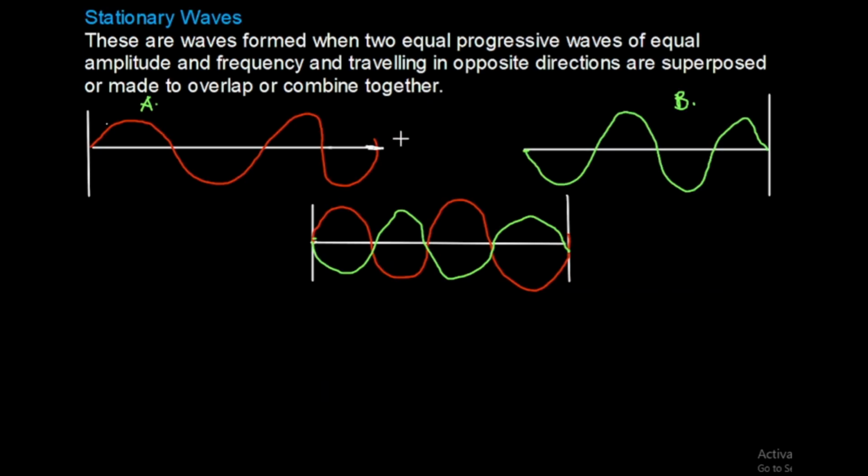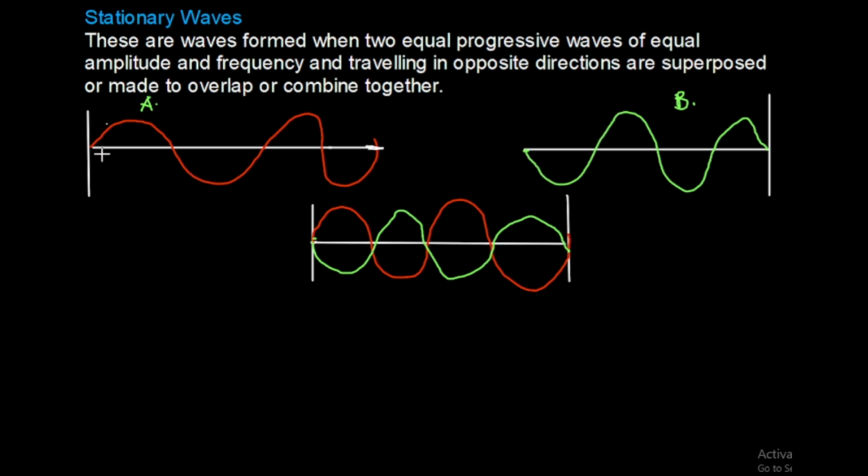Now we're going to talk about the stationary waves. Now the stationary waves are waves formed when two equal progressive waves of equal amplitude and frequency and traveling in opposite directions are superposed or made to overlap or combine together. So when we combine two progressive waves traveling in opposite direction, the result is going to be a stationary wave. You can see here we have a progressive wave, the one on red, moving towards the positive x direction, and then we have a plane progressive wave again here on green, moving towards the negative x direction. If we should combine this with this, we're going to have a stationary wave.